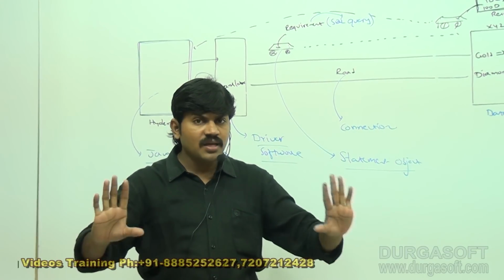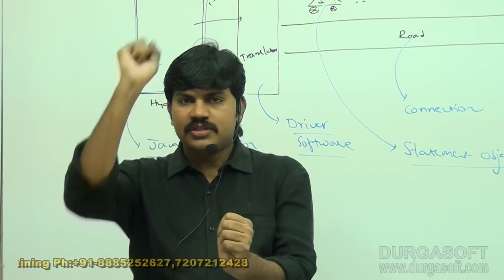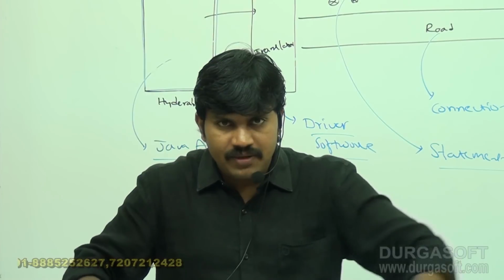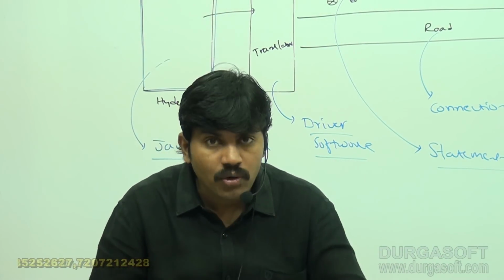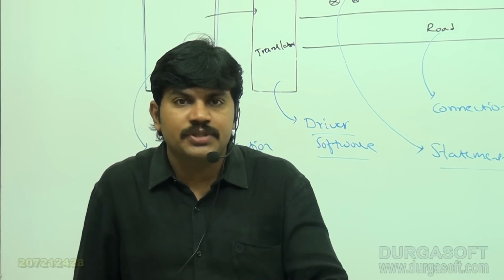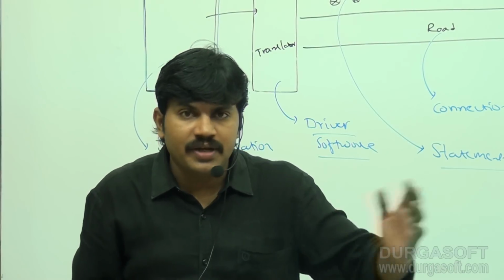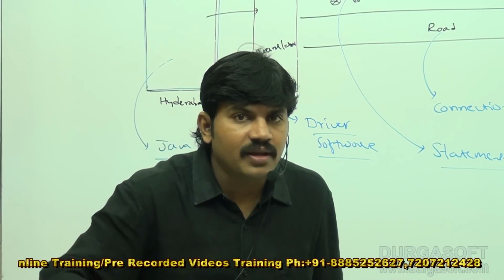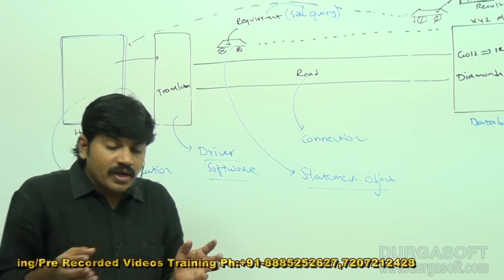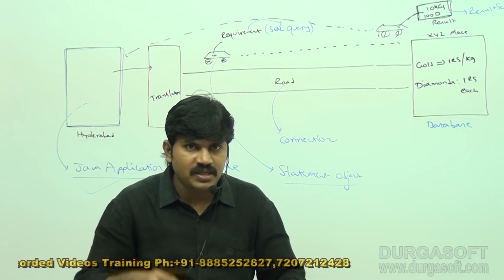Sir, now I have one question. What is the role of driver software? Driver software converts Java calls into database calls and database calls into Java calls. What is connectivity? The connection object is just like a road between the Java application and the database. What is the purpose of the statement object? To send our SQL query and to carry the result from the database, some vehicle must be required. That vehicle is the statement object, right? The database engine will execute our query, and that result will be placed inside a box.